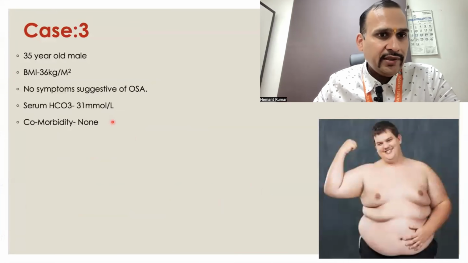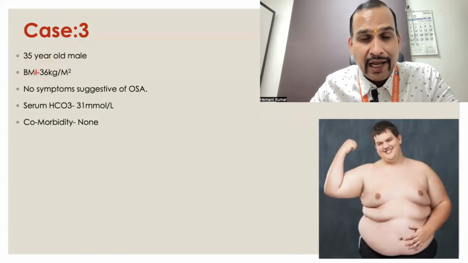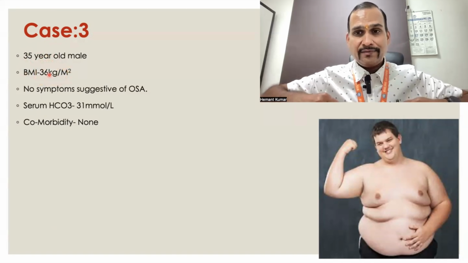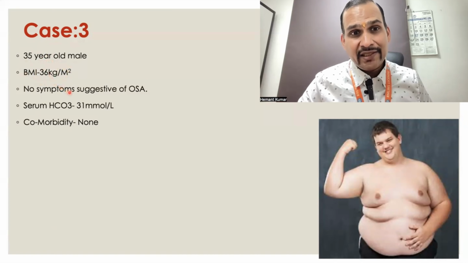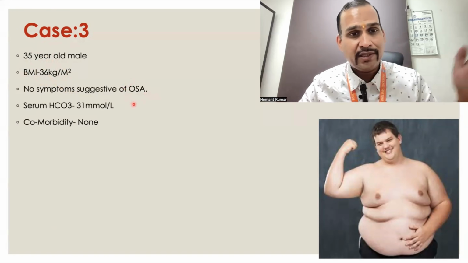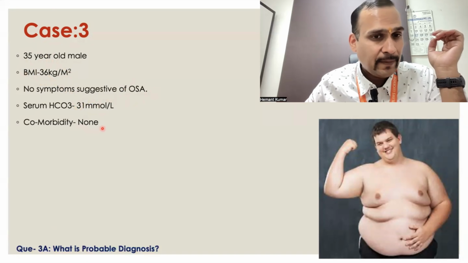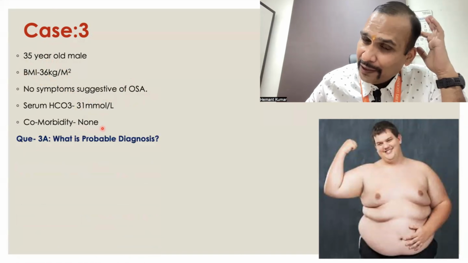So this young boy, this is not young, a 35-year-old male with high BMI, an obese person. But luckily, he doesn't have any symptom of OSA. He doesn't have any daytime sleepiness or anything. But serum bicarb was 31. There are no comorbidities. Lucky guy. Okay. So what is the probable diagnosis?